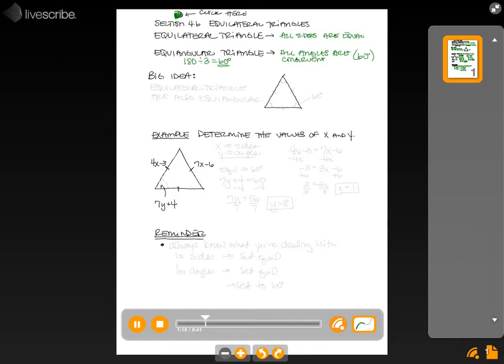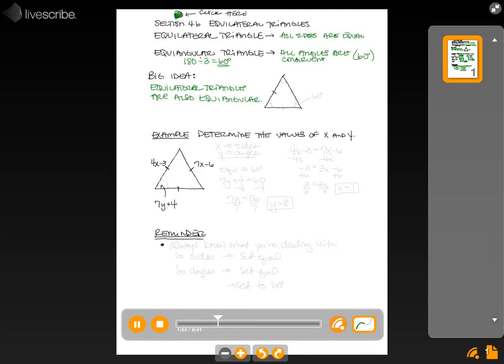Okay? Now the big idea we're going to talk about, and I've told you this before, I told you this in your 4.1 video, equilateral triangles are also equiangular. Okay, they go hand in hand. If I have an equilateral, then I have to have an equiangular. If I know it's equiangular, then it has to be equilateral. They always need to go together.